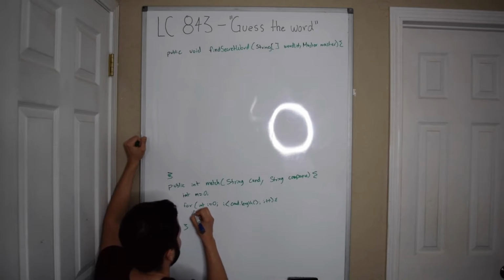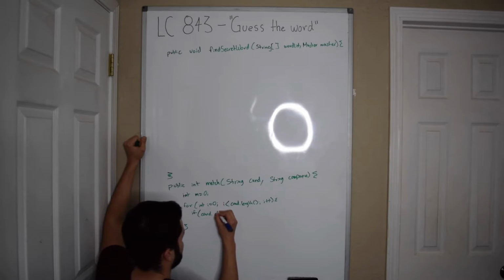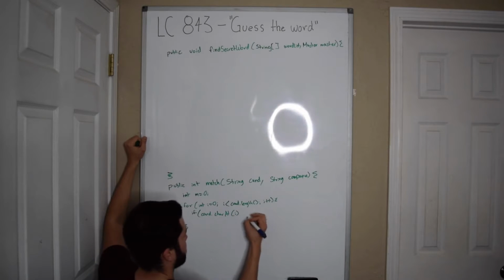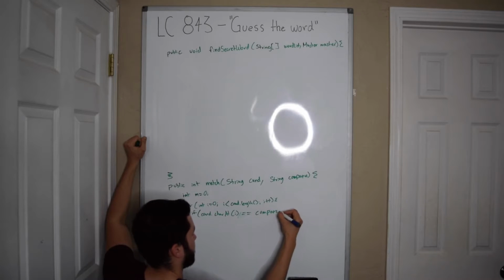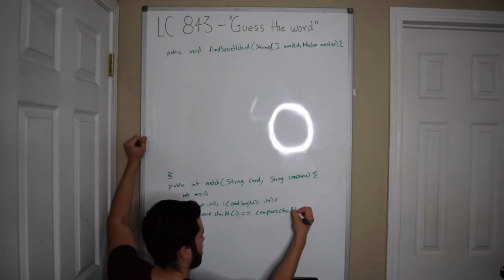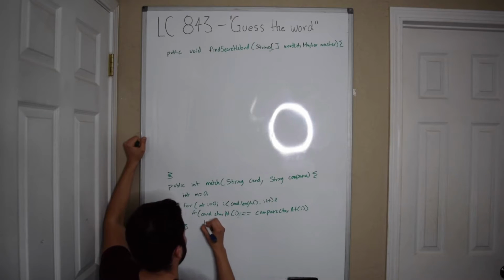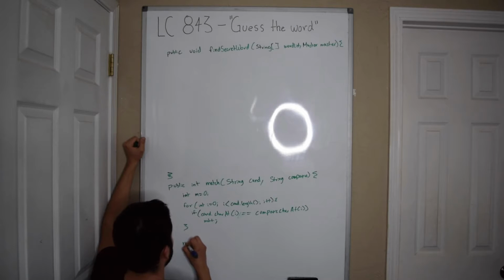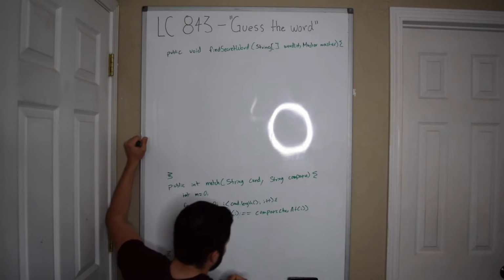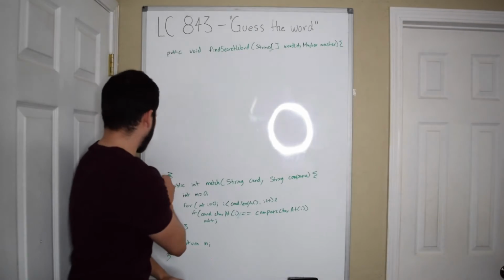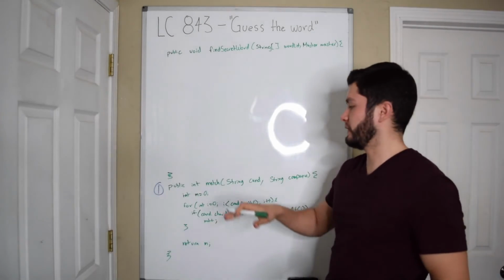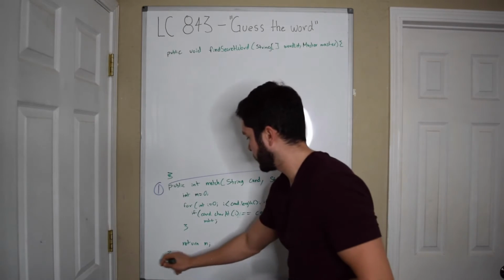So over here, if these two words match, if cand dot char at i equals, it's a character, so equals compare dot char at i. So if they're equal, we're going to increment m plus plus, and then we're going to return the m. So this is going to be comparing the two words. That's part of the first step. I'm going to be writing out here the number 1, so you see that this code is part of step number 1.